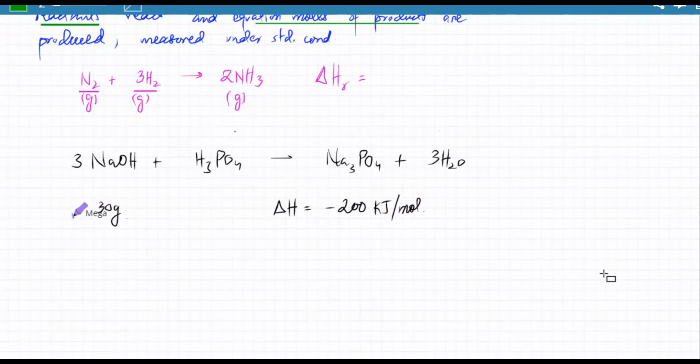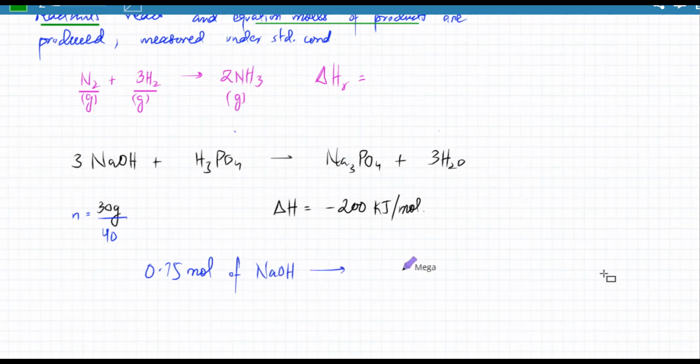30 grams means that mass divided by Mr is 40. NaOH's Mr is 40. So that means the enthalpy change is for 0. How many moles of NaOH are taking part in the reaction? 0.75 moles, right? So 0.75 moles of NaOH are taking part in the reaction.